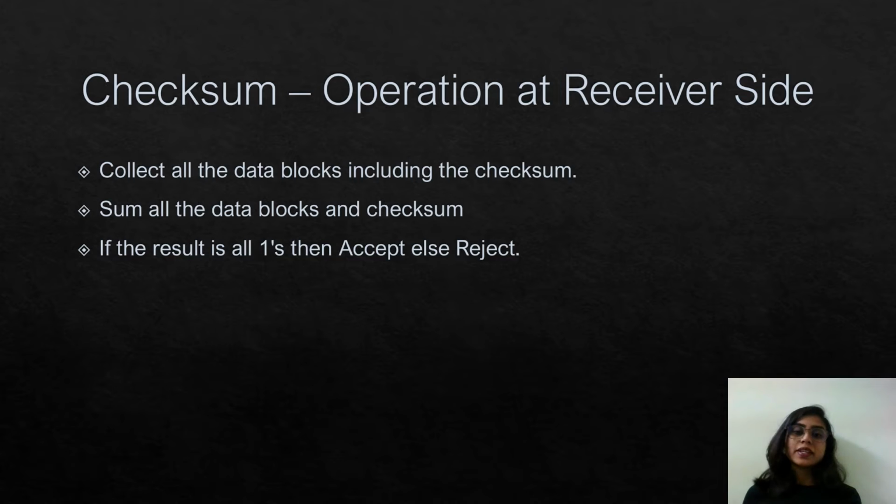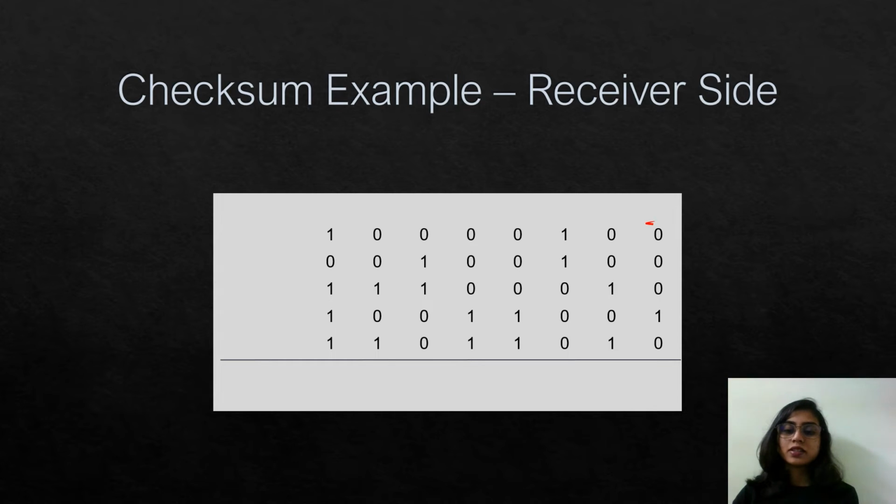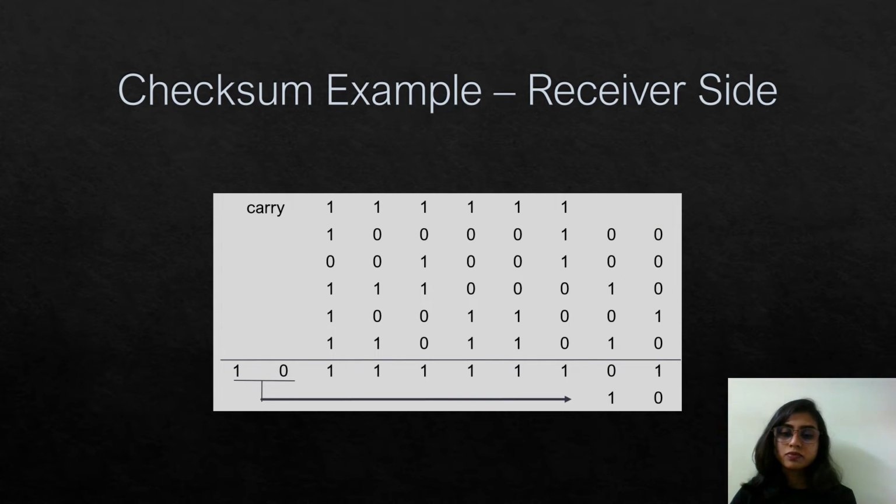What does the receiver do? It collects all the data blocks including the checksum, and the receiver sums all the data blocks and the checksum. If the result is all ones it accepts, otherwise it rejects. Let's see with the same example. As you can see, this block of data is from the previous one and it is as it is. The last block of data is the checksum and it is being sent from the sender side to the receiver side. Now we will be performing the binary addition the same as done previously.